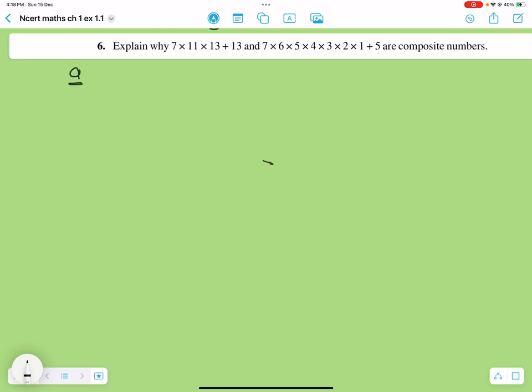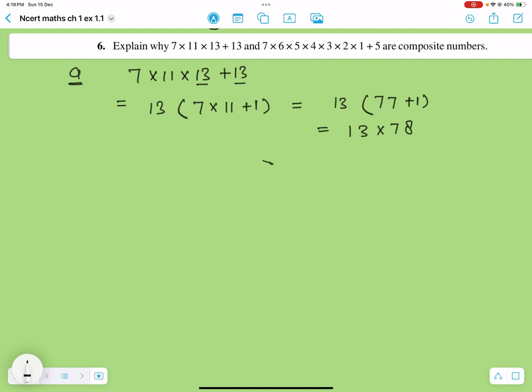So our number is 7 multiplied by 11 multiplied by 13 plus 13. We can take the common part 13, and it can be written as 13 multiplied by (7 multiplied by 11 plus 1), or 13 multiplied by 77 plus 1, or 13 multiplied by 78, right? So that's what this number says.